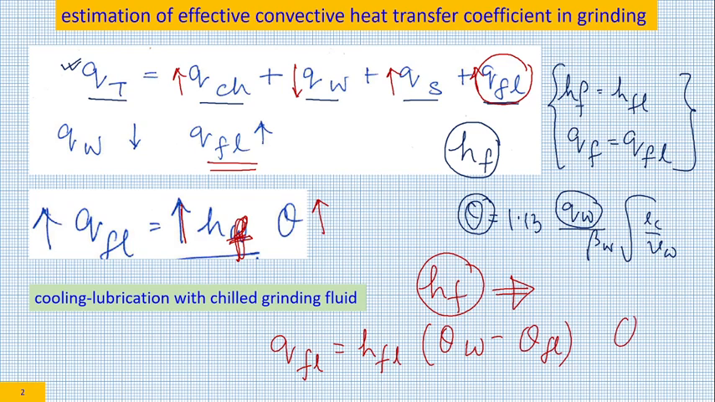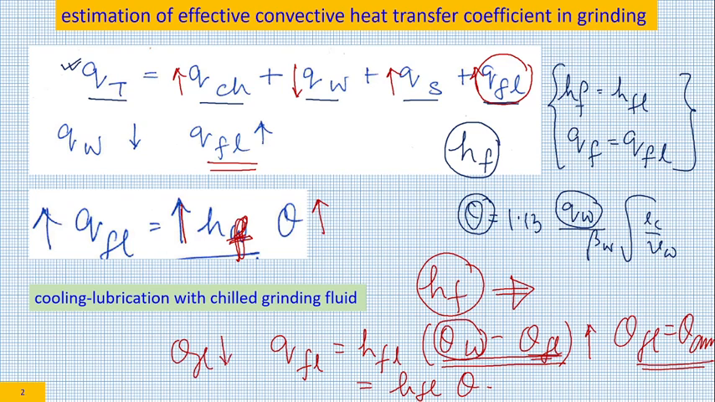and most of the time we assume theta fluid is equal to theta ambient, so that this can be written as, however, this part can also be changed. You would definitely not like to increase this one, but you can reduce this theta FL. Theta FL can be reduced, then theta would be increased. How do you decrease this? This can be done by using chilled coolant or chilled grinding fluid.